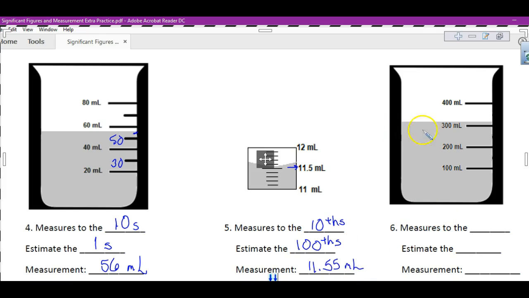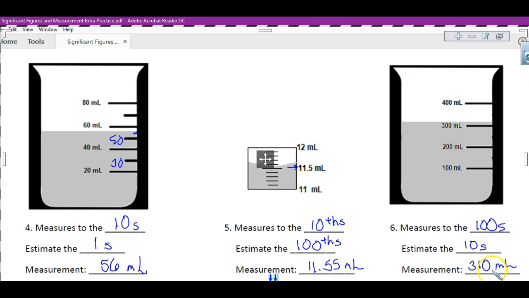Alright, and our last beaker picture, this one's a little bit more obvious that it's going up by 100. So this one only measures to the 100s. So that means we're estimating the tens. So for this, a valid measurement would be like 310. I would accept 311 if this was a test question.